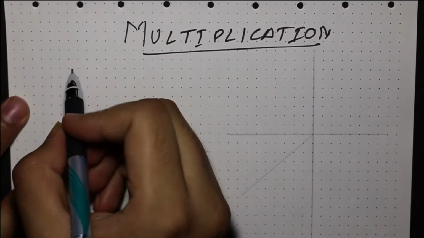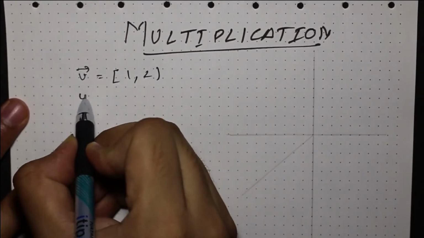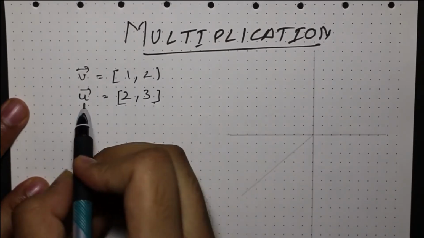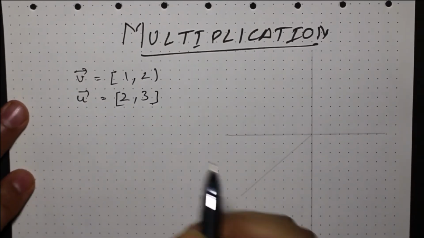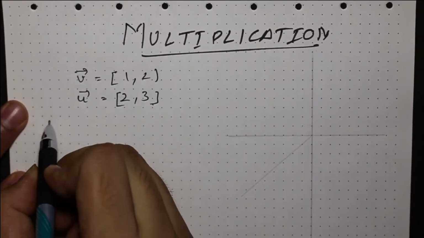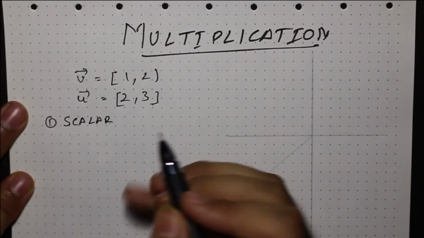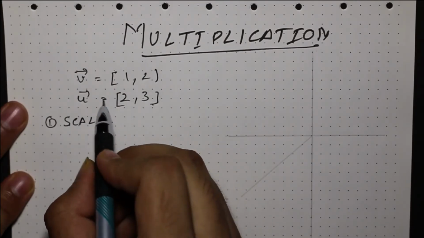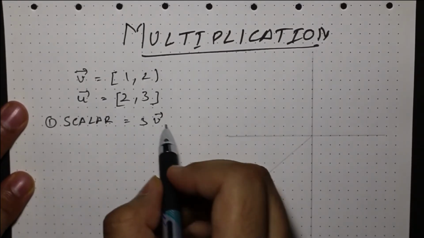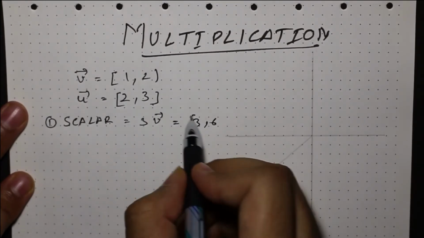Let's say we have one vector v that is 1, 2 and we have another vector u that is 2, 3. Now there are three types of vector multiplication. One is scalar. In scalar multiplication, we just scale the value of the vector by that number. So if I say scalar multiplication of v by 3, so 3 times v, it becomes 3, 6.